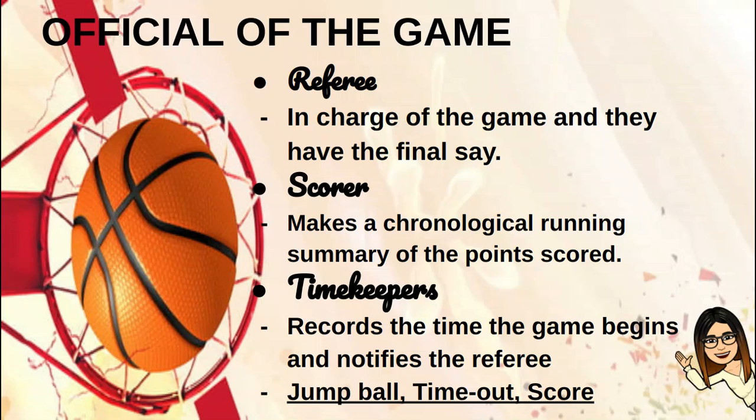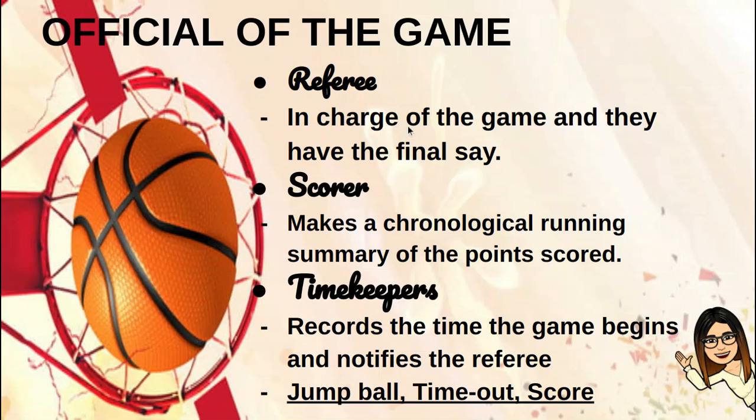There are two official referees on the basketball court who are in charge of the game, and they have the final say. One of the two officials counts the seconds so the game finishes on time. Okay, if you are the referee, class, you should carefully examine the score sheets and approve the score. The referee will be the one to approve the score if it is correct or not.